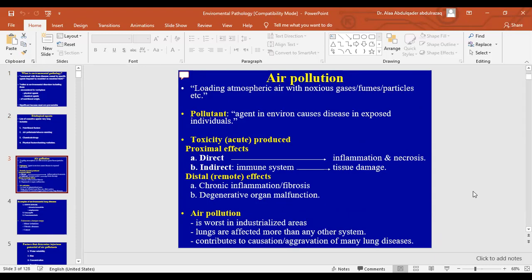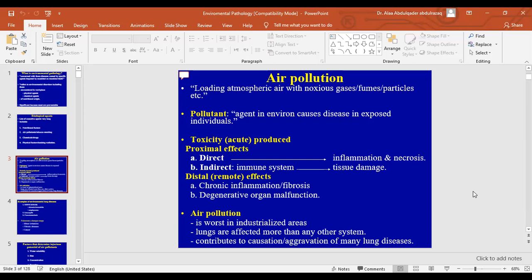هذه التوكسيسيتي مالتها نقسمها إلى two part, acute and remote effect. الأكيوت أو البروكسيمال effect ب two mechanism of action. أكو direct action اللي هي تسوي لنا inflammation و necrosis، والindirect that stimulate the immune system and producing tissue damage. Distal effect or the remote effect تشمل لنا chronic inflammation leading to the fibrosis and degenerative organ malfunction.